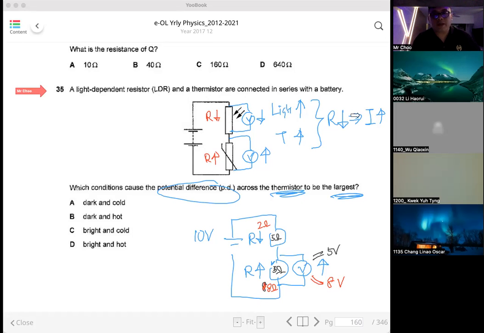So if I want this V to be very high, this resistance should be very high. So for my thermistor to have a high resistance, my temperature should be low, correct? So my temperature should be low so that my resistance is high. So my environment should be cold. Clear? Likewise, if I want my light dependent resistor to have a low resistance, I must have a lot of light. To have a lot of light, it should be bright. Are you all clear?